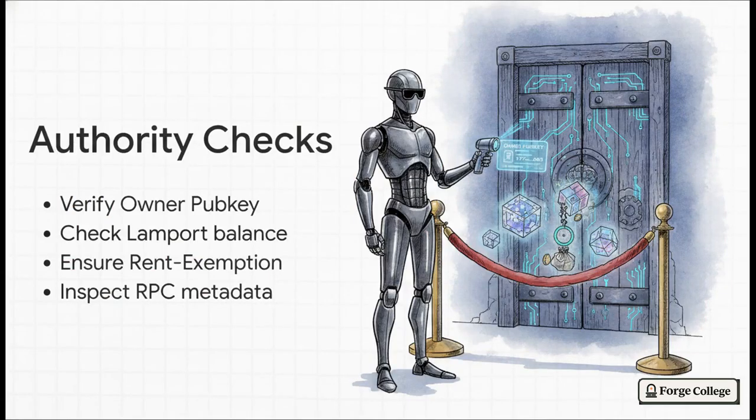Beyond just finality, your agent needs to act like the strictest bouncer at the most exclusive club in town. It has to verify that the program owner public key matches perfectly. It needs to check the lamport balance and ensure the account is rent exempt so we know it's permanent. And finally, it should inspect the RPC metadata, essentially checking those change indicators and slot times, just to make absolutely sure it isn't looking at stale, outdated info.